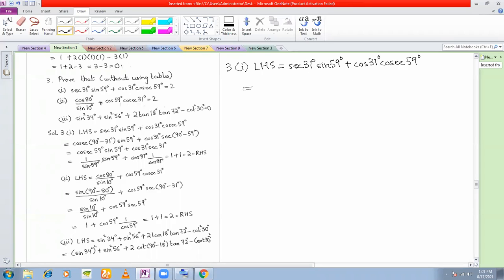Now you see there is a product of sec and sine. Now sec is the same as 1 by cos, right? Because they are just the reciprocal of each other. So whether I write sec or 1 by cos, it amounts to the same thing. So what you can do here is you can change sec to 1 by cos first, just so that you know what you are doing. And you also change cosec to 1 by sine.